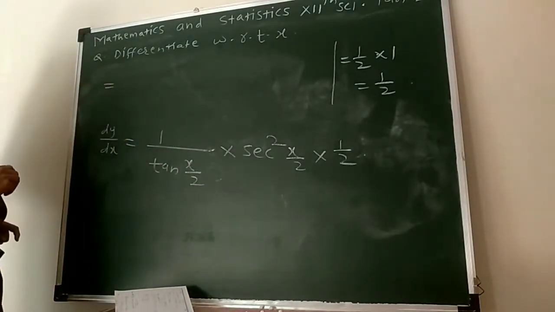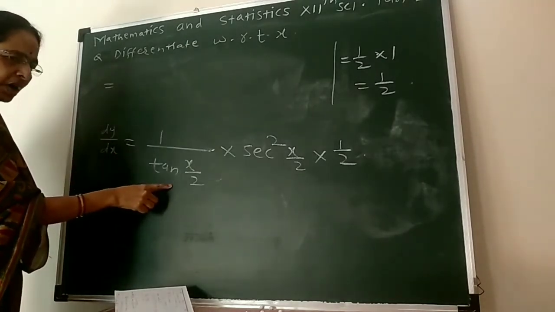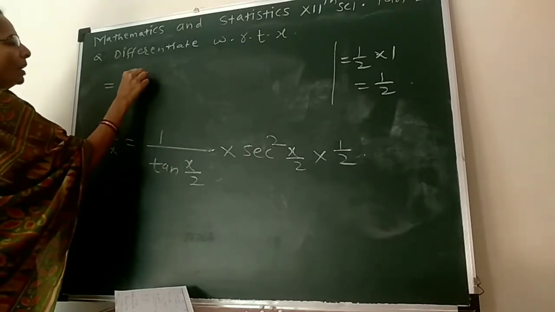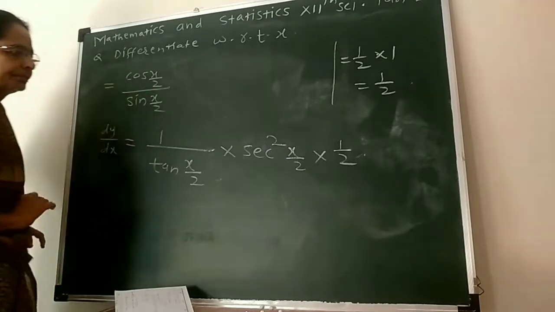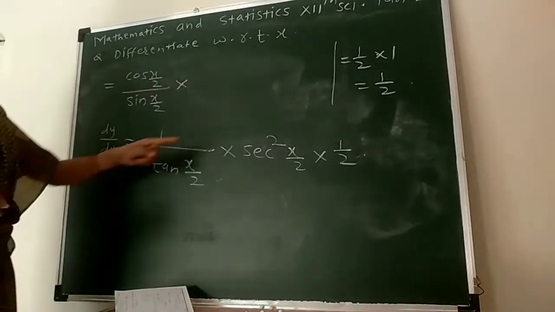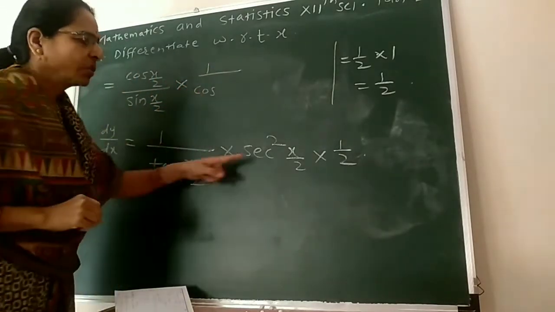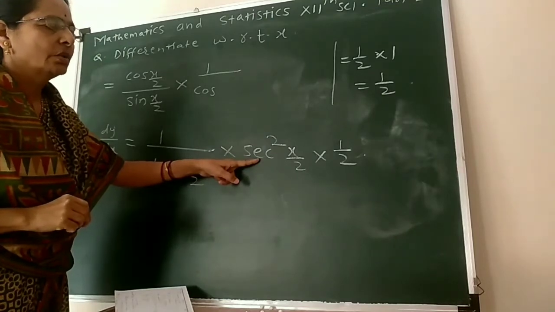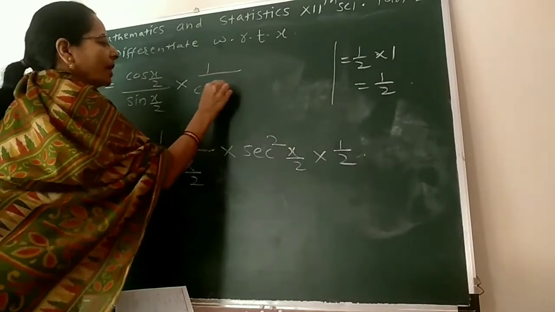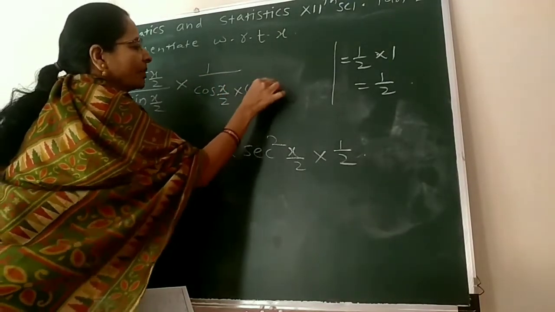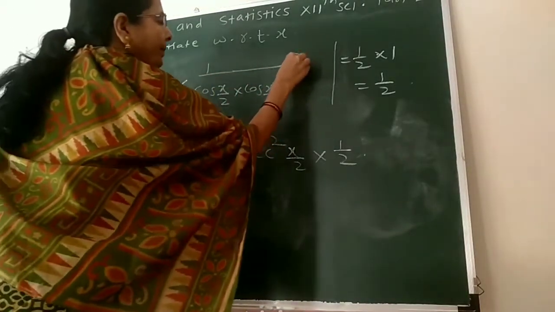Is equal to 1 upon tan x by 2 is cot x by 2, that means cos x by 2 upon sin x by 2, sec square x by 2 means 1 upon cos square x by 2, that means cos x by 2 into cos x by 2, and this is 1/2.